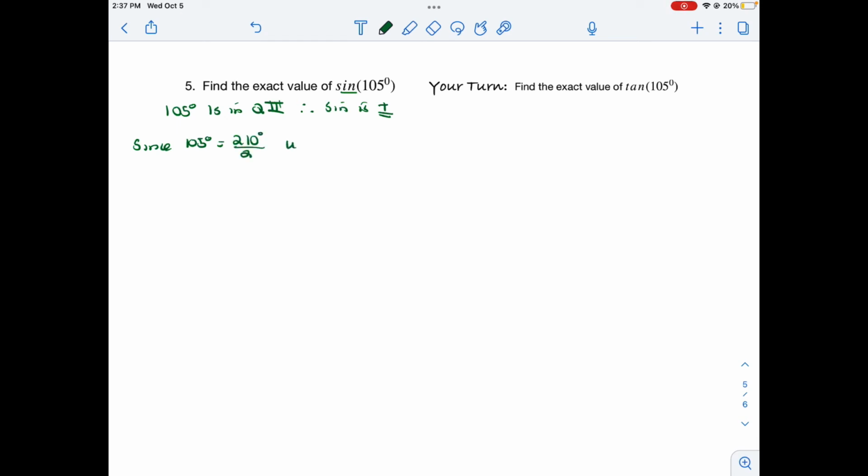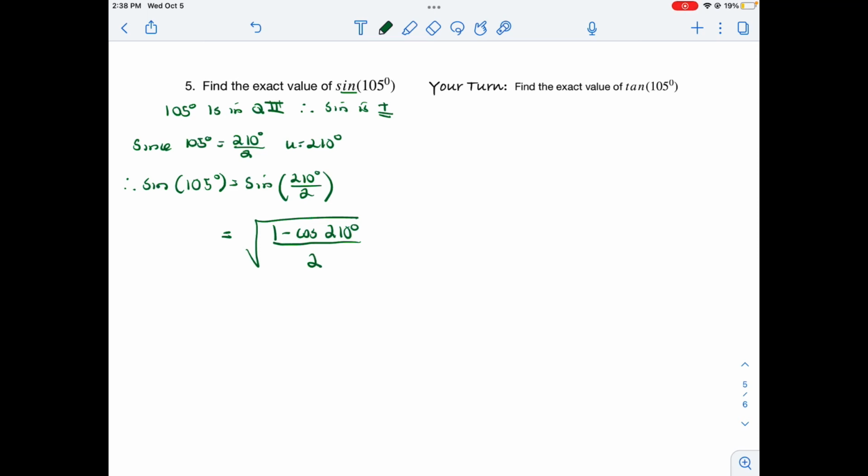So I'm going to be using the positive instead of the minus when I do the formula. And then I need to figure out an angle that is on the unit circle that when I divide by 2 equals 105. So I picked 210. So I'm going to rewrite sine of 105 degrees as sine of 210 degrees divided by 2. And so using my half angle formula, notice I'm putting just a plus sign. I didn't put plus or minus because I figured out in this quadrant sine is positive. And then I'm going to replace that cosine of 210 degrees with its value. First off, I've got to figure out the reference angle for 210 degrees. Well, 30 degrees is our reference angle.